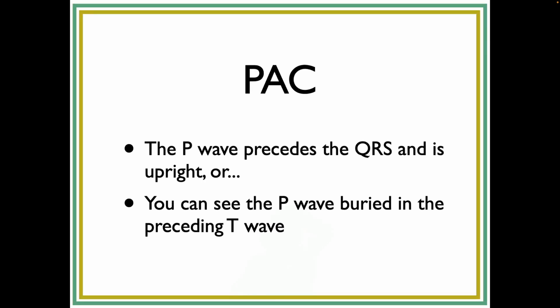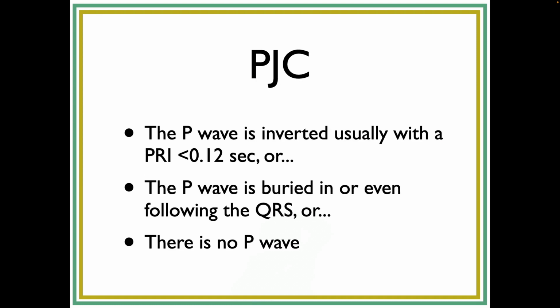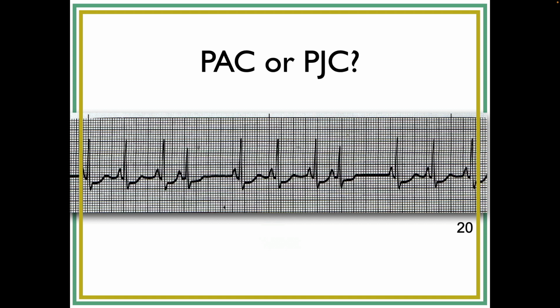So a PAC, the P wave that precedes the QRS, is usually upright, or else you can assume it's upright because it's buried in the preceding T, which has become larger. A PJC, the P wave is buried following the QRS, or there is no P wave. So let's just do some. That's easy. The examples make it much easier.